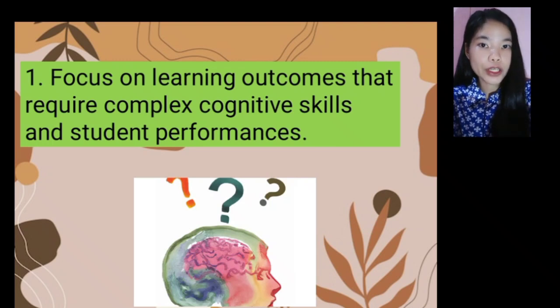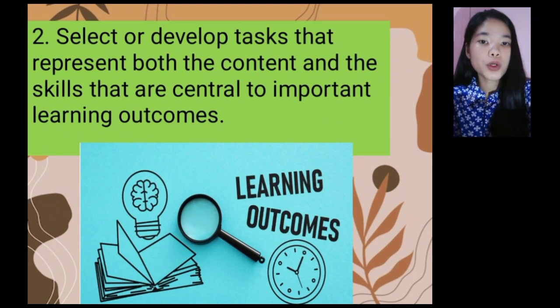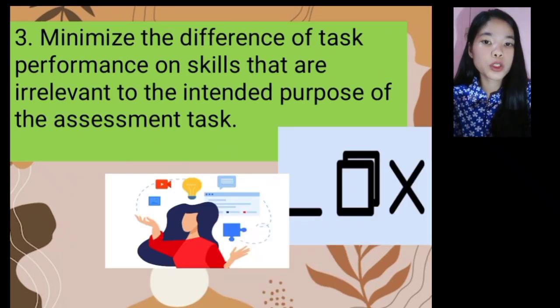Performance tasks should assess skills that require higher order thinking and cannot be measured easily with traditional tests. Second is select or develop tasks that represent both the content and the skills that are central to important learning outcomes. So we'll need to reflect content and skills. Tasks should align with both the subject matter and the desired learning outcomes.